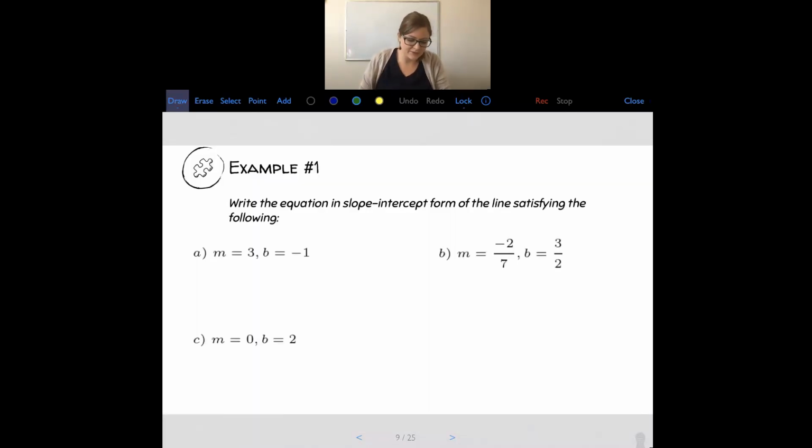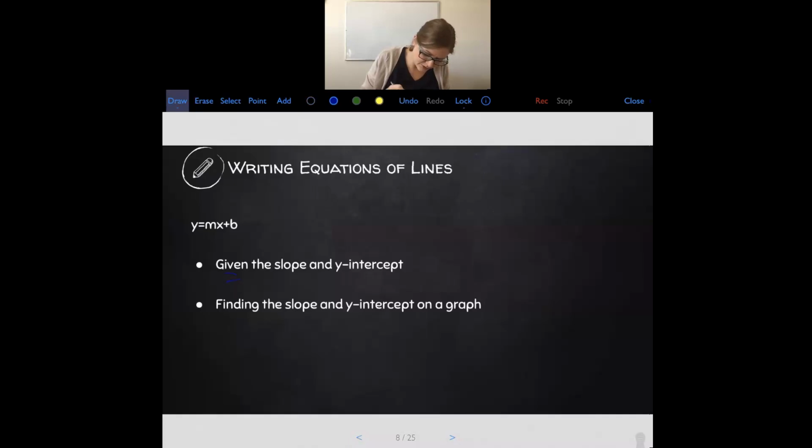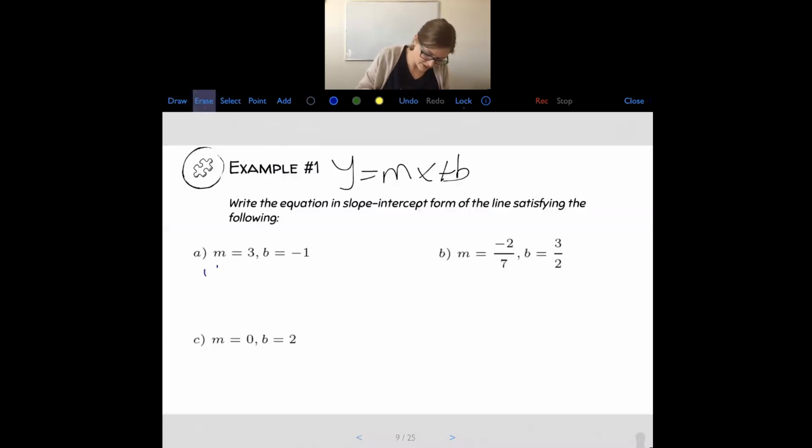Example 1, write the equation in slope-intercept form of the line satisfying the following. In part A, we're given m is 3 and b is negative 1. I'm going to write y equals mx plus b at the top. We're filling in m and b and then simplifying. So y is equal to 3x, and then you could do plus negative 1 or minus 1. So this would be y equals 3x minus 1.